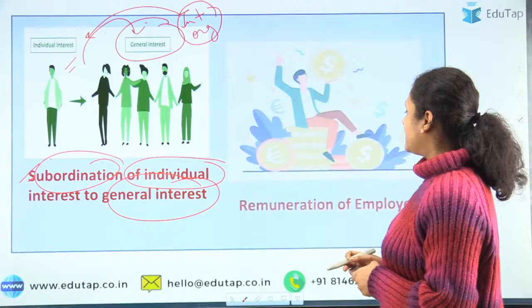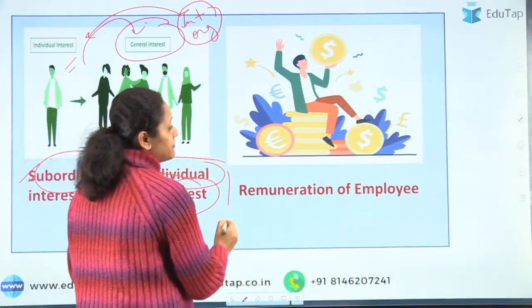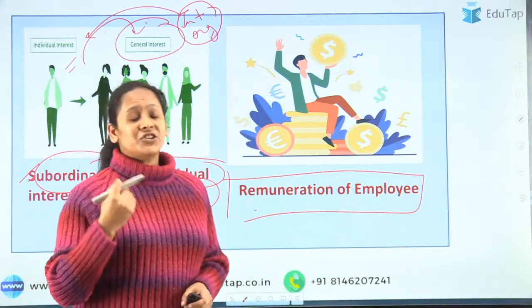Okay? Now let us understand the next principle. The next principle is remuneration to the employees. What do I mean by remuneration to the employees?